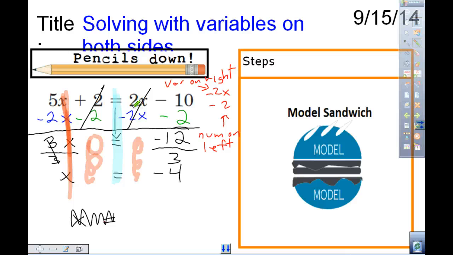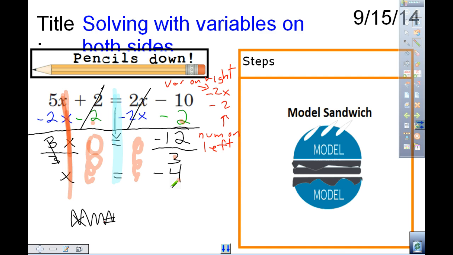Okay, so let's count. How many points do you think this would be worth? And what would the points be for? Remember, I'm grading algebra. So, what did I do to both sides? Subtract 2x. That's 1 point. Another point for subtracting 2 on both sides. What's another one? Divide by 3. That's another point. Divided by 3 on both sides, and then one more for the answer.